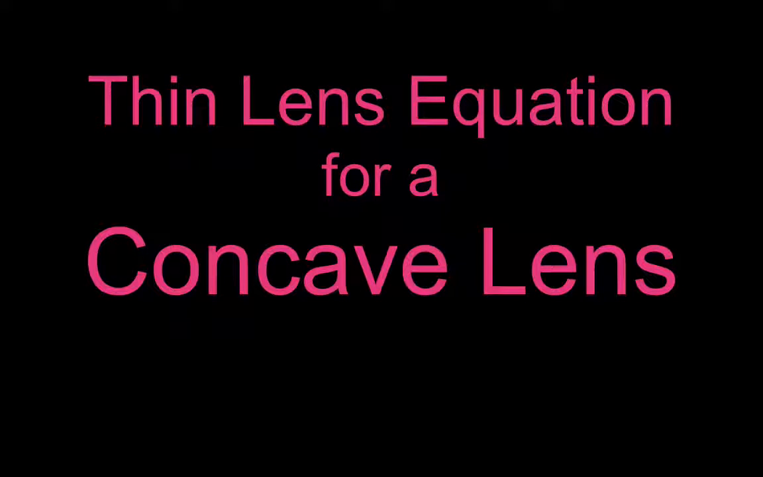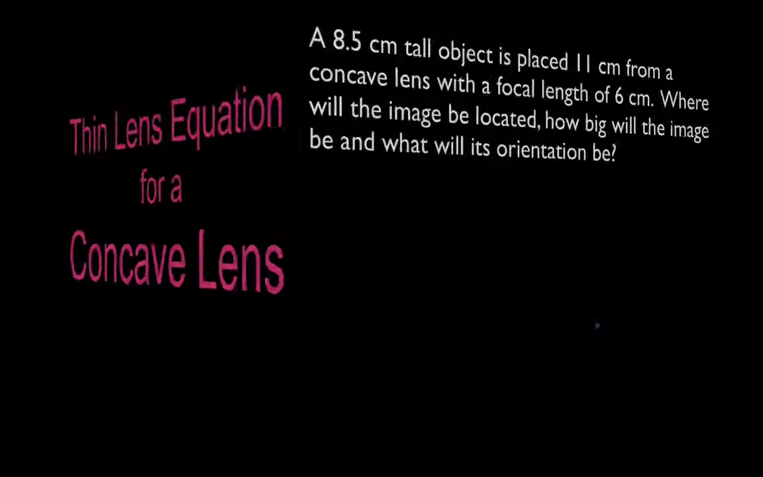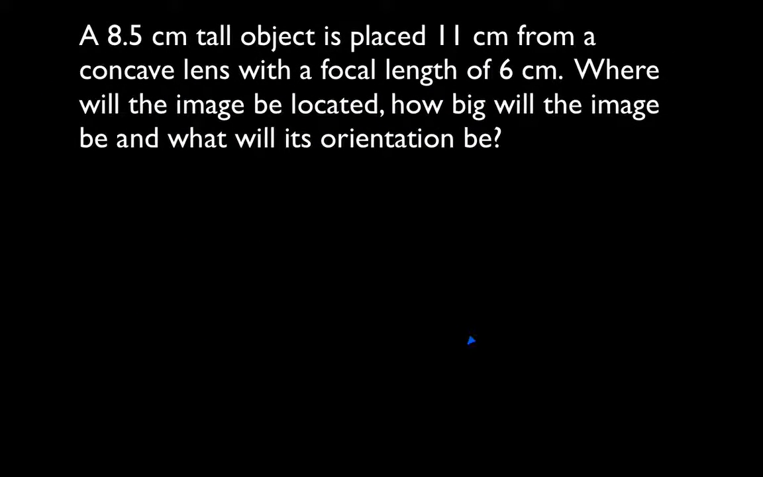Okay, in today's video, I'm going to go over how to use the thin lens equation for calculations of image height, image distance, size, and orientation for a concave lens. This is our problem. We have an object, it's 8.5 centimeters tall. It's placed 11 centimeters from a concave lens, and this concave lens has a focal length of 6 centimeters.